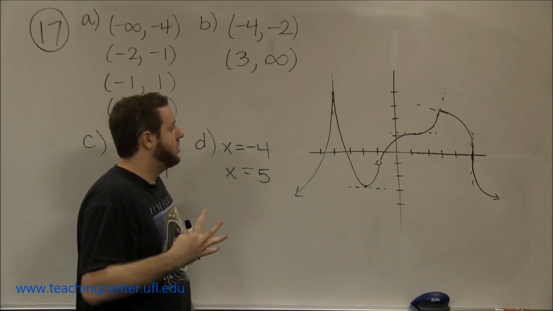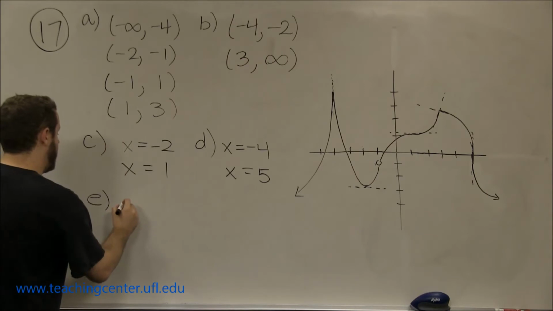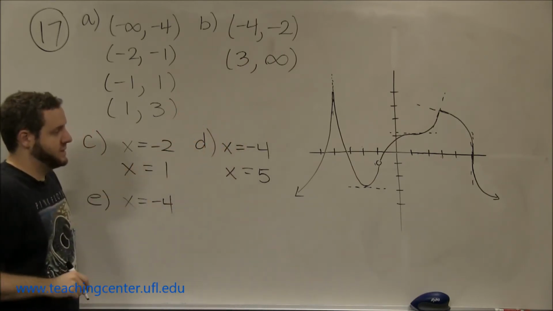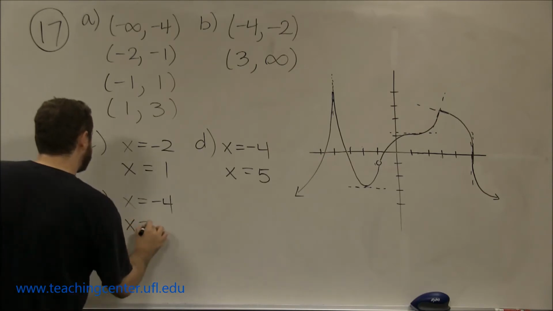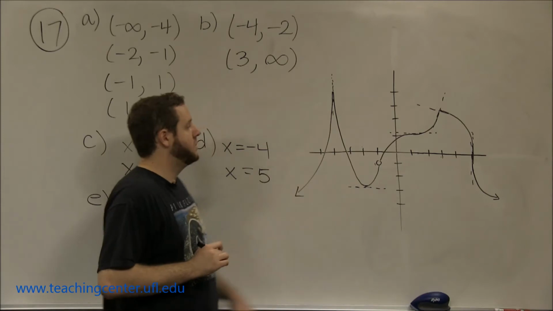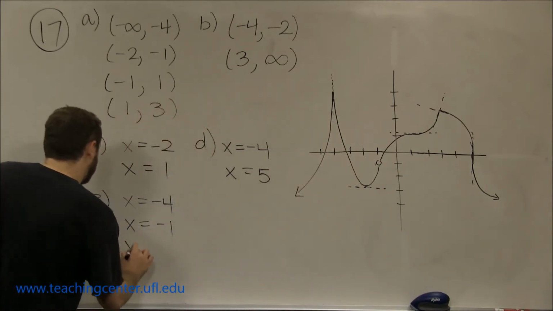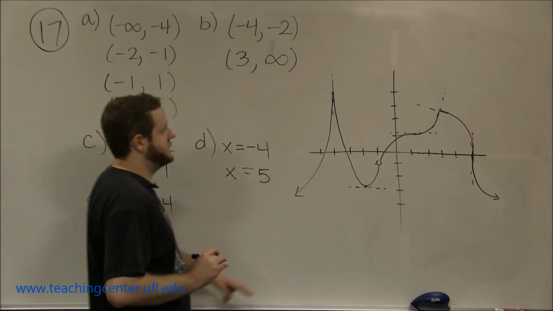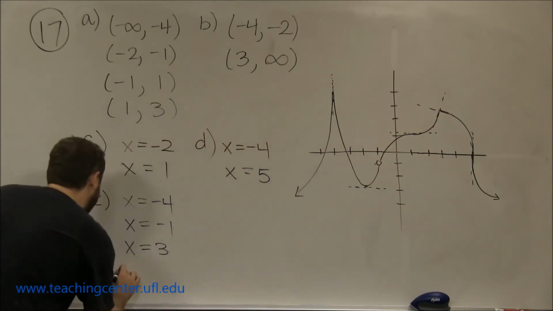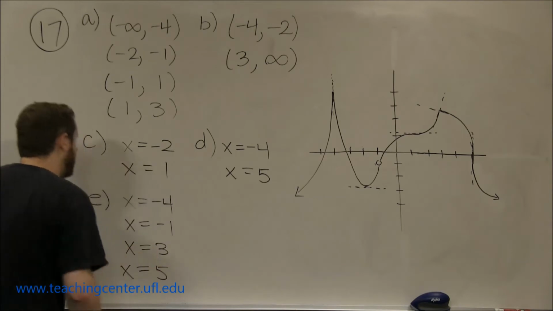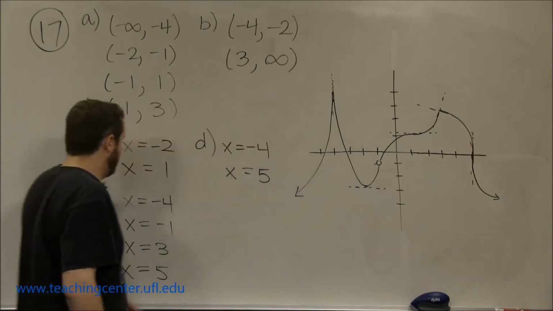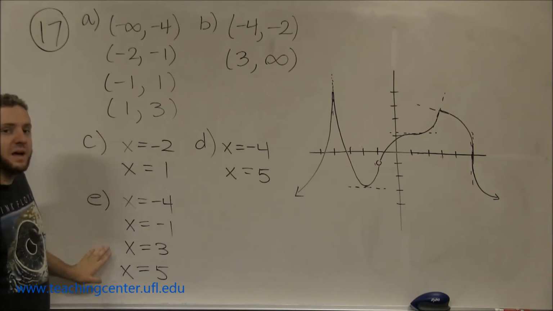So we have 4 total points that are not differentiable here. We have x equals negative 4, because that's the first vertical tangent line. We have x equals negative 1, because that's where we have a hole. We have x equals 3, because that's the location of our corner point. And we have x equals 5, because that's the location of our other vertical tangent line. So we have 4 different points where this function is not differentiable.